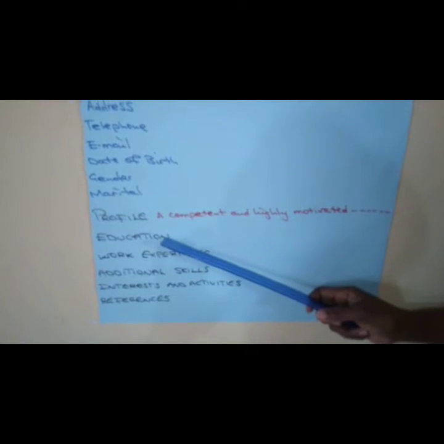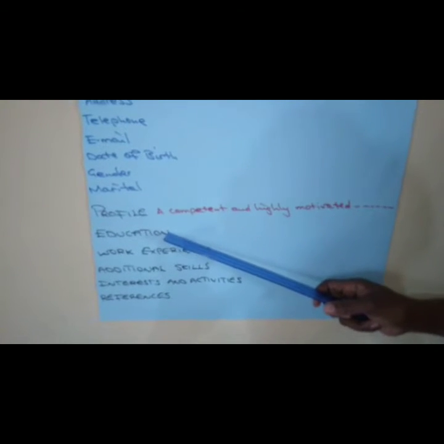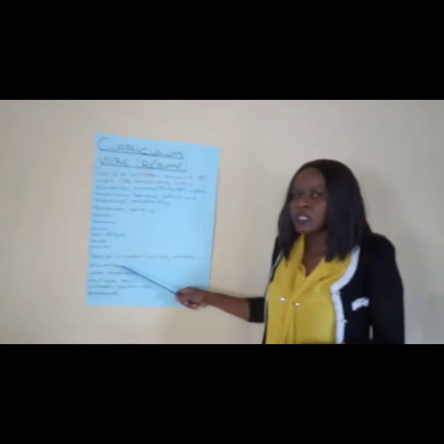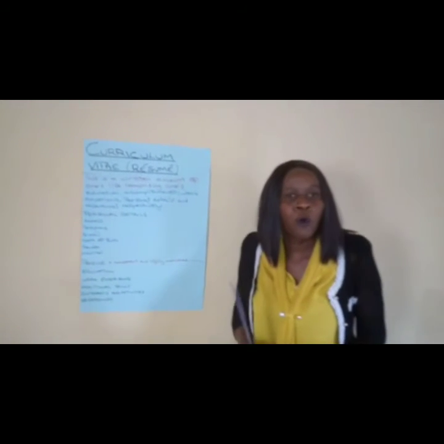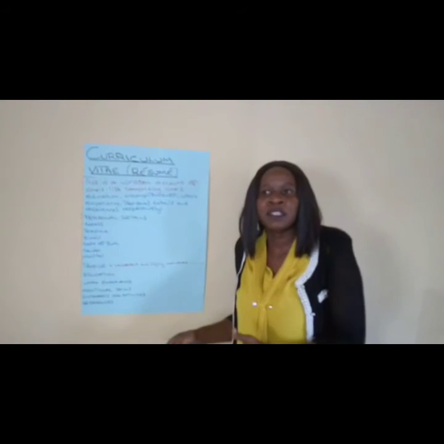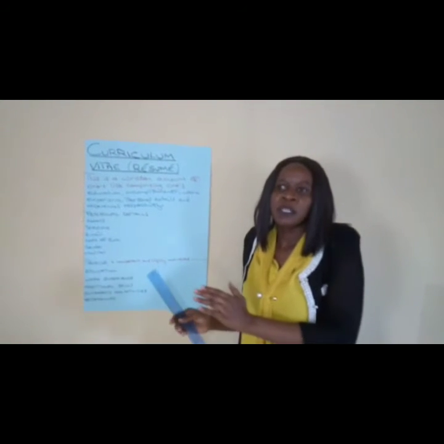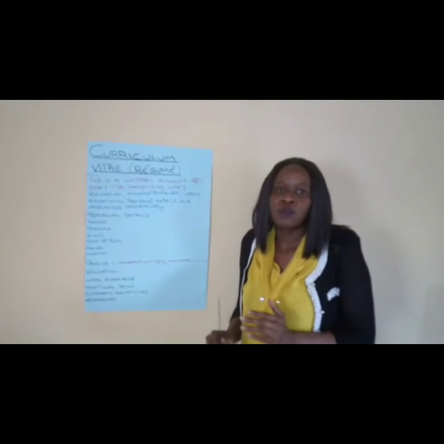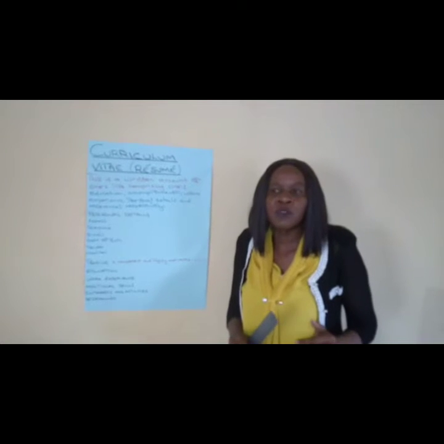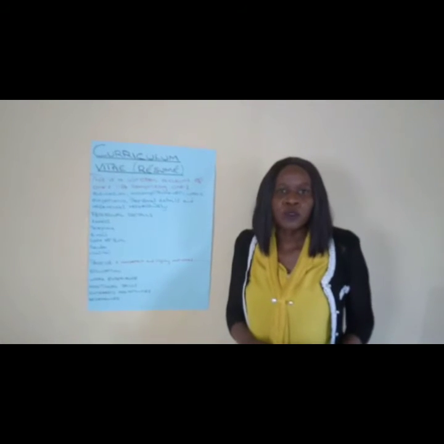Then followed by the third thing, which is educational achievements. Starting from, let's say, the first exam that you wrote at your secondary school, that should be the first thing. So you should put things in chronological order. Do not start with a master's or a PhD, and then go backwards. No, everything should be in order of appearance. You should start with the earliest certificate in terms of the year in which it was obtained, up to the current.